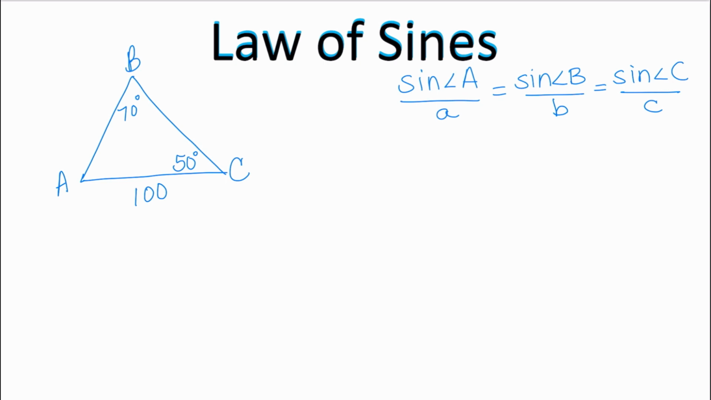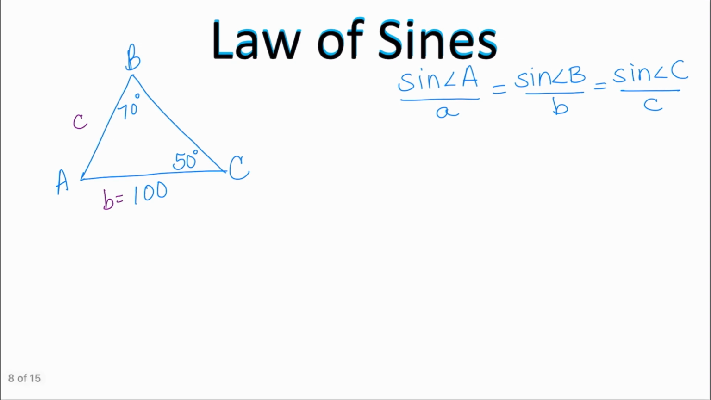So now I'm going to go ahead and start by labeling the sides. Across from angle B, I'm going to have lowercase b or side B. Across from angle C, we have lowercase c or side C. Across from angle A, we have lowercase a or simply side A.